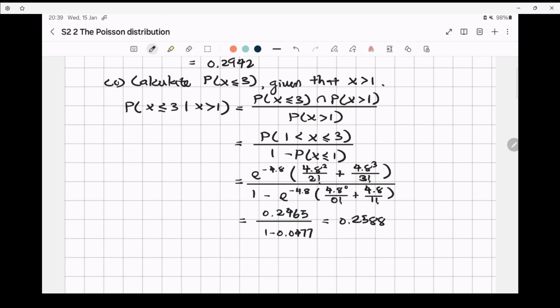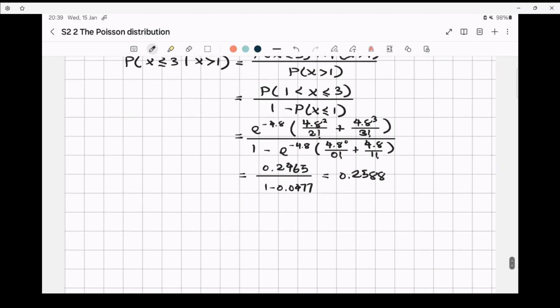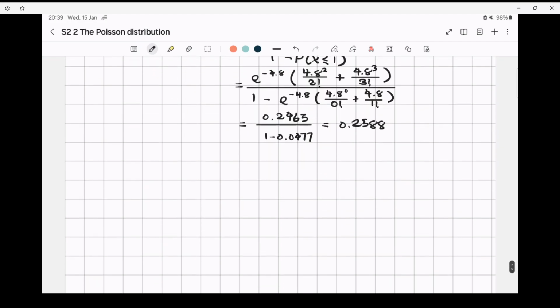So that's how you do the approximation of binomial distribution using Poisson distribution. So we stop here for now. Tomorrow we cover the approximation from Poisson to normal distribution, and lastly the hypothesis testing. That's all. Thank you.